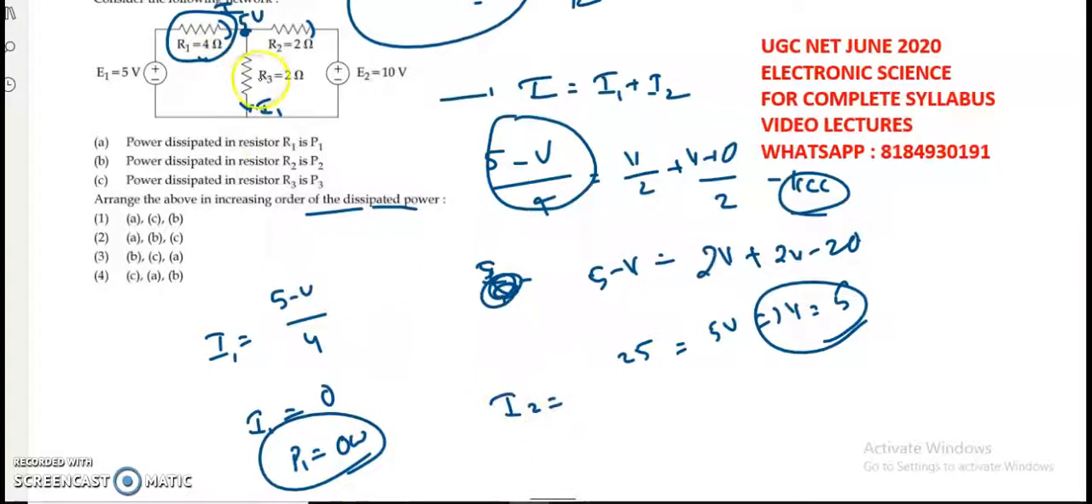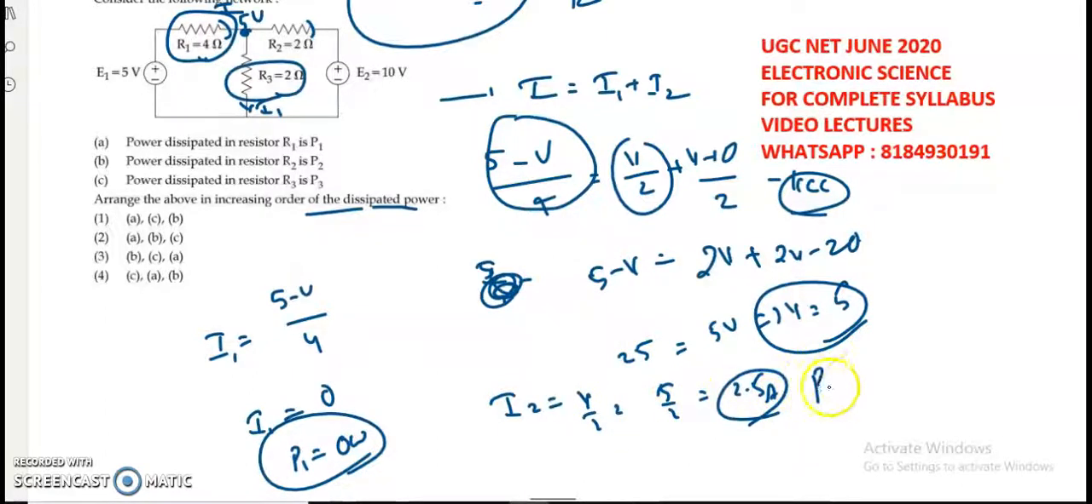Similarly, next we will calculate I2. I2 is the current flowing through the 2 ohm resistor. Here I wrote that V divided by 2 is the current. V divided by 2 means 5 divided by 2. That becomes equal to 2.5 amperes. Then the power dissipated through this 2 ohm resistor. Okay, sorry, here they represented it as R3, right? So R3 goes with P3. So let's take P3, that is the power dissipated across this 2 ohms, which is I squared into R. I squared into R means 2.5 whole squared into resistance. The resistance is 2. Fine. So it is P3.